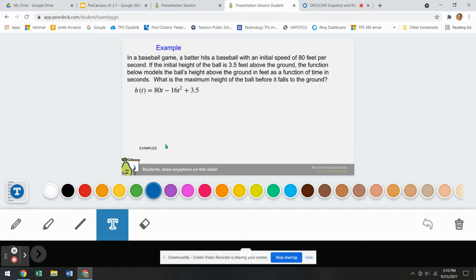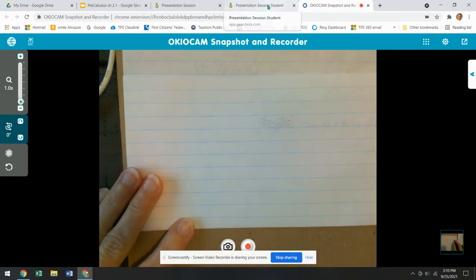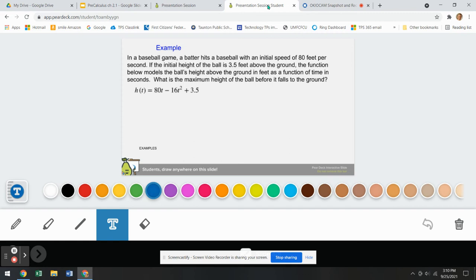So I am going to find some blank paper and put this equation at the top because I don't want to use the tools in the Pear Deck. Okay, whoops, it would help if I wrote down the equation first. Sorry about that. So the equation that they gave us is h of t equals 80t.